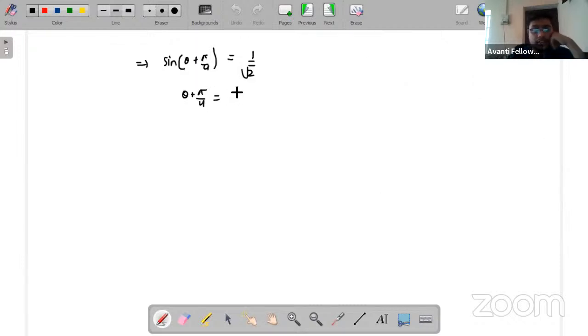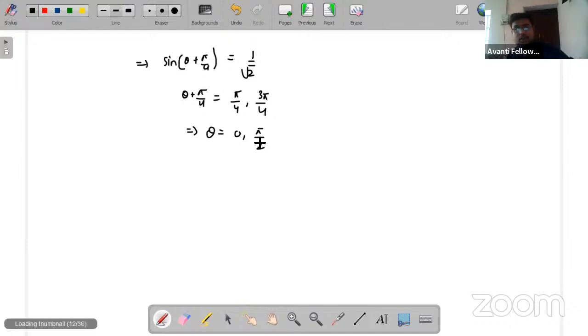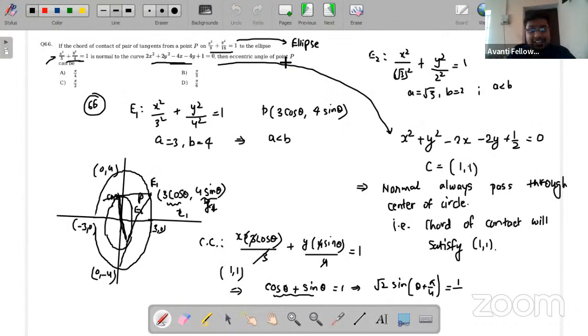Okay, so here we are getting sine pi by 4. So we can write either pi by 4, or we can also write pi minus pi by 4, because sine is also positive in the second quadrant. So we'll be getting theta is equal to either 0 or 3 pi by 4 minus pi by 4, which is pi by 2. So now we have to check the eccentric angle of point P. Eccentric angle is actually theta. So theta value is pi by 2. Only one option is there. So option C is correct.